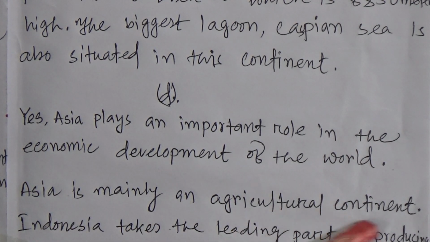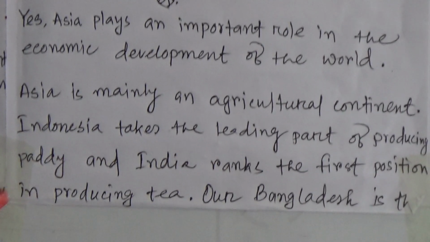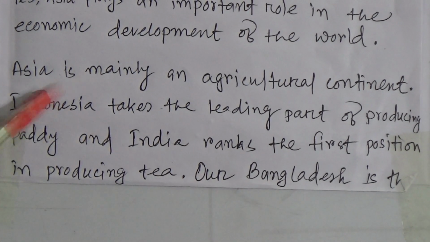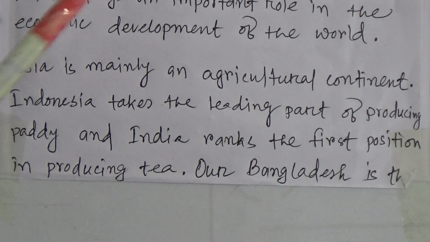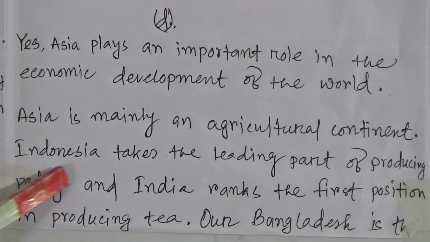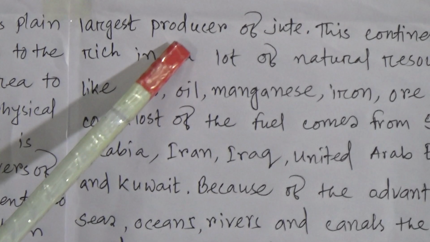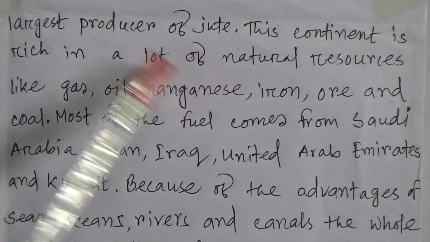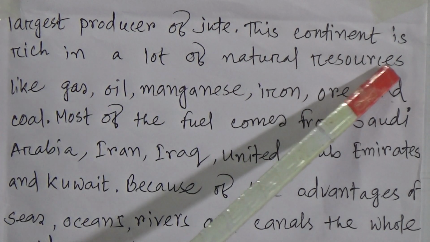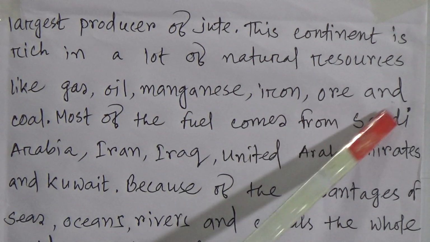Asia is mainly an agricultural continent. Indonesia takes the leading part in producing paddy and India ranks first in producing tea. Dear friends, one other piece of information for your better understanding is that not only Indonesia, China is also a leading producer of paddy. Our Bangladesh is the largest producer of jute. Okay? That means all these countries belong to Asia. This continent is rich in a lot of natural resources like gas, oil, manganese, iron ore and coal.